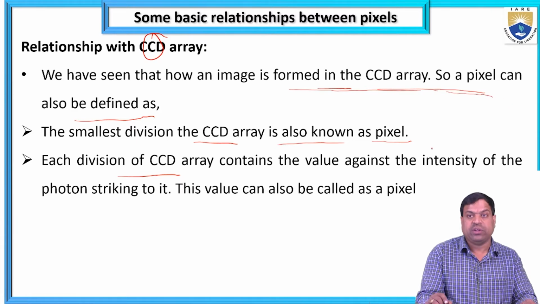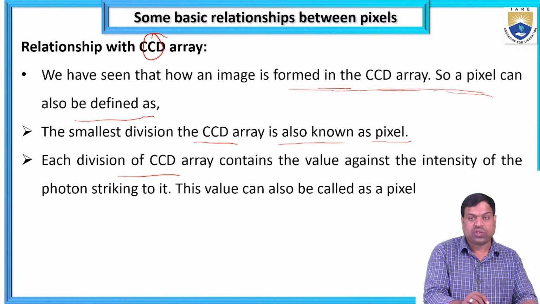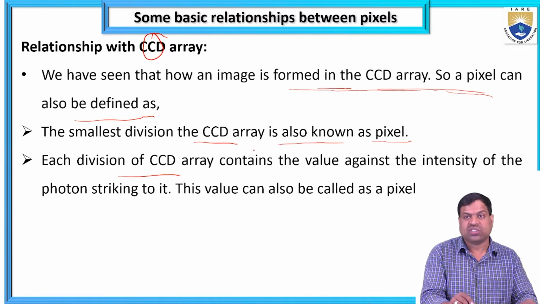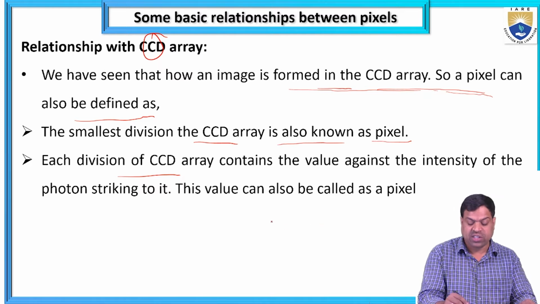So a pixel can be defined in two ways. First one is the smallest division of the CCD array, which is also known as a pixel. Each division of the CCD array contains the value against the intensity of the photon striking it. This value can also be called a pixel.